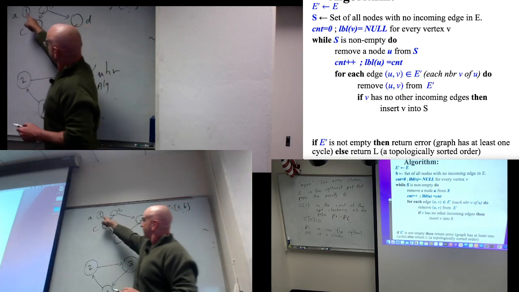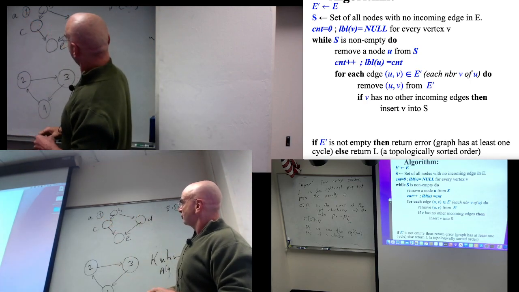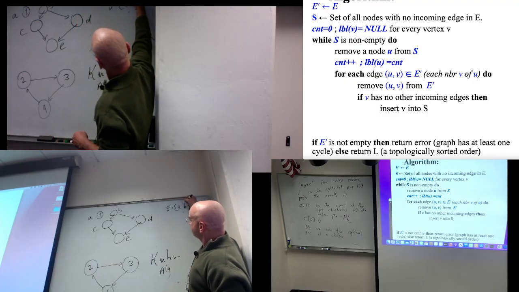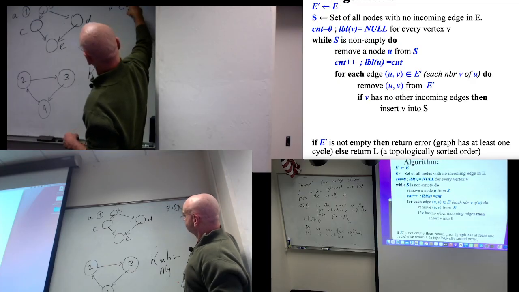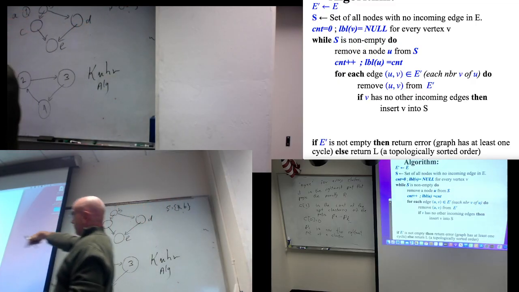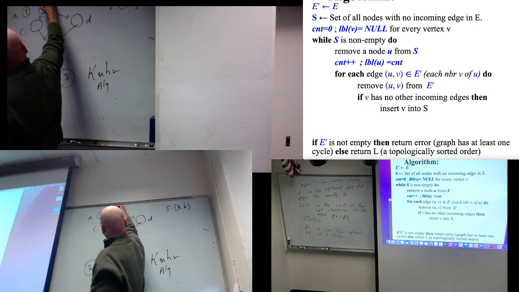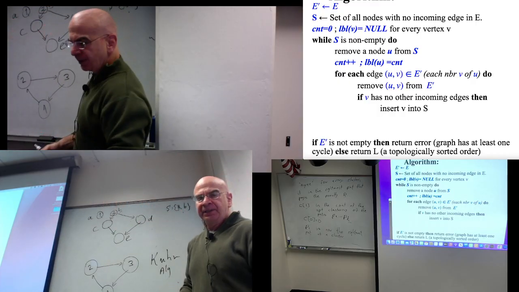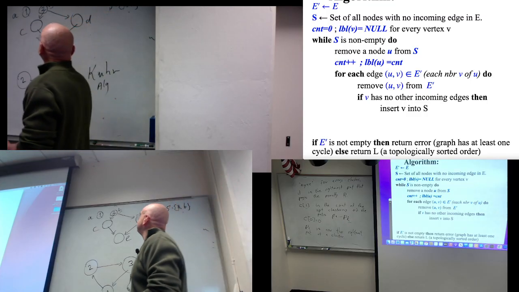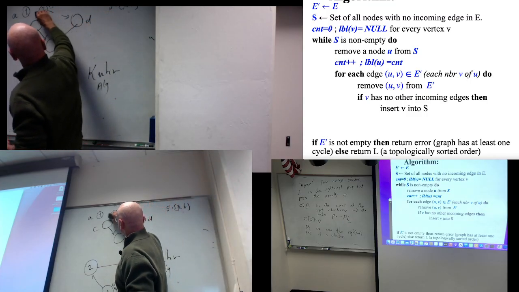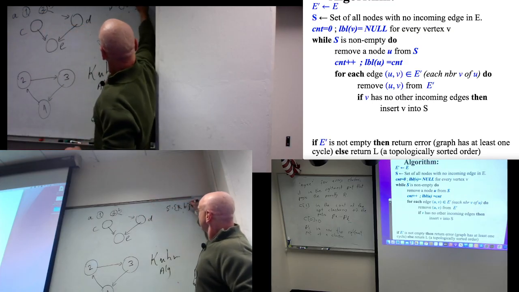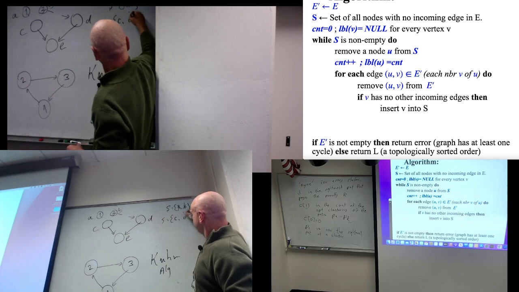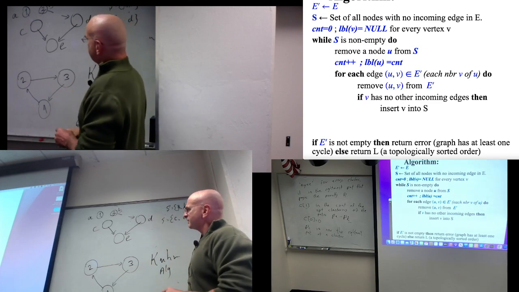Okay, so the edge from A to C was removed. S right now contains only B. So my next iteration will pick B, give it a value of 2, because I incremented the counter, and remove all the edges that are leaving B. So now S would consist of C and D, and so on.